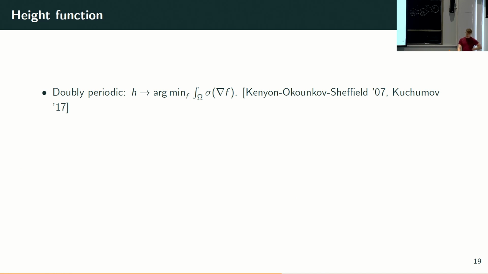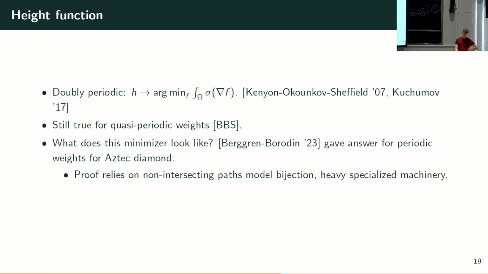All right. So now, as I said already, it was shown that the height function in general converges to the minimizer of this surface tension integral. For doubly periodic weights, this was shown a while ago. And in our first paper, we showed that this is still true for non-doubly periodic weights. And now the question is still, what does this look like?